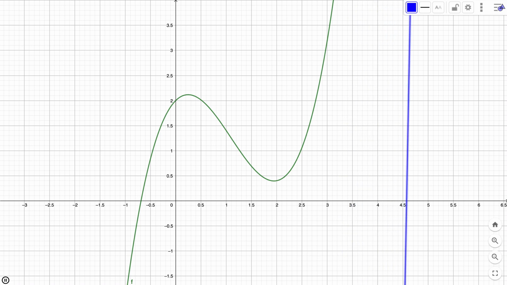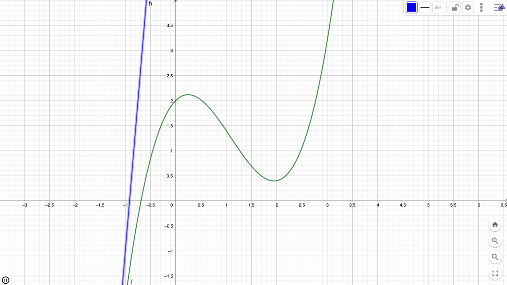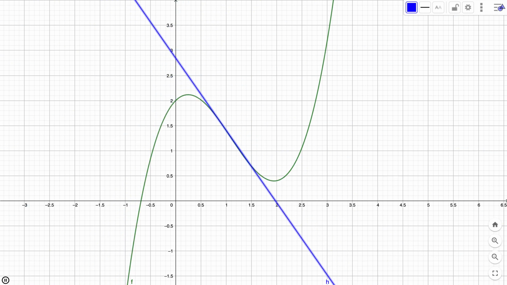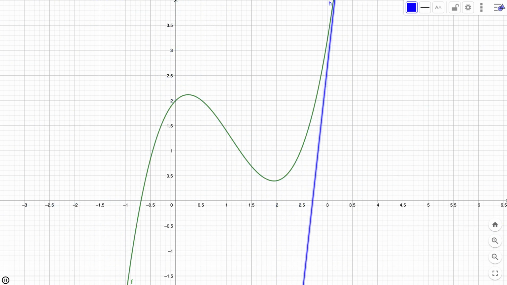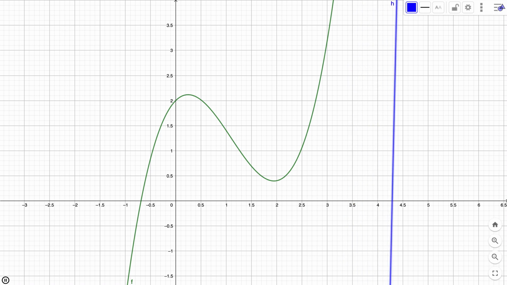We've just had a look at the concave and convex stuff. What I want to start looking at next is something called points of inflection. And the points of inflection.